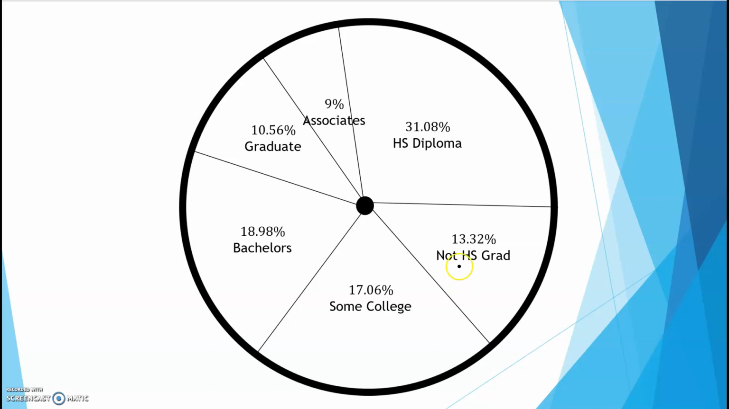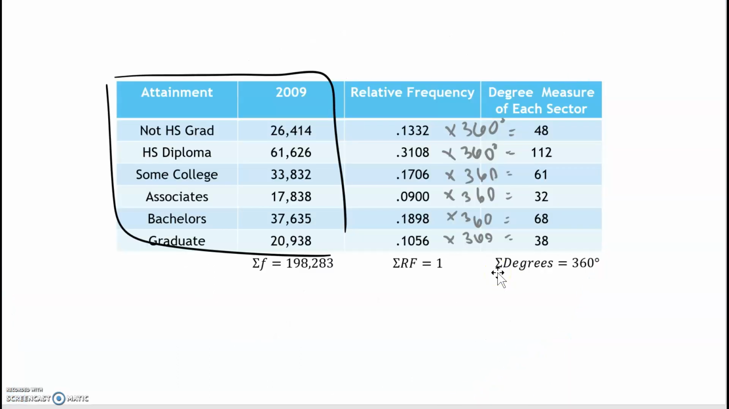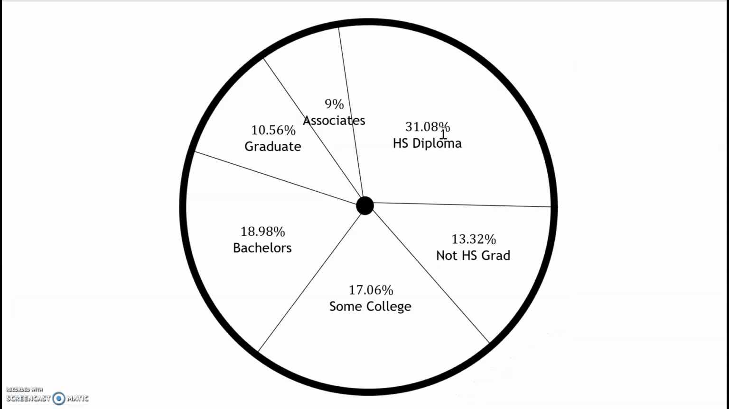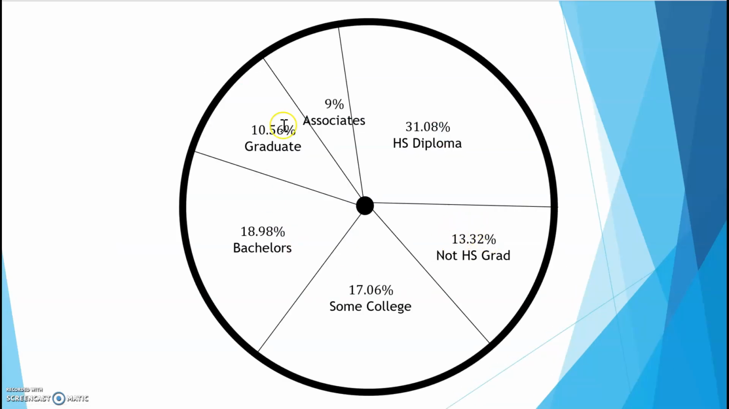You do the same thing with each one of these. So for not high school graduate, this would be a 48 degree measure, but the percentage would be 13.32, like it is right here. So all of these will add up to 100%, but if I look at the degrees here, they will add up to 360. So that's how you would do it by hand. Most of the time you just do this in Excel and it'll go ahead and put everything in there that you need.